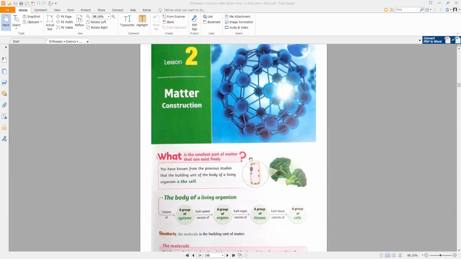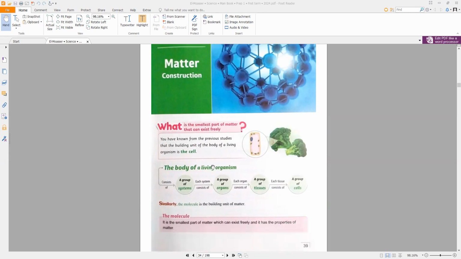Like any building consists of walls, this wall consists of bricks. So the brick is the smallest part of the wall. The brick is the building unit of the wall. Like the matter. How about the matter? The matter consists of small parts. These small or tiny parts are called molecules. So the building unit of the matter is the molecule.